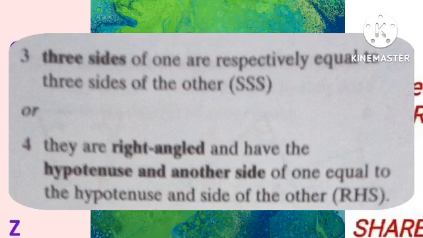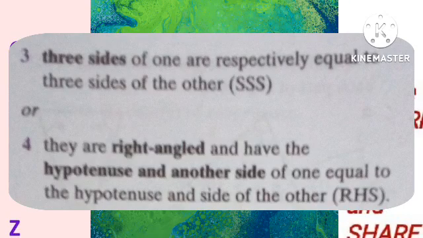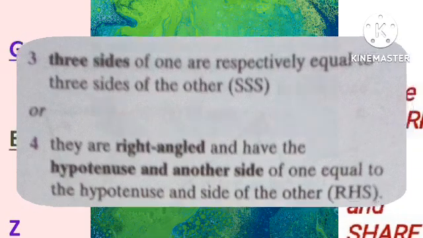Or finally, we also have when they are right angled and have the hypotenuse and another side of one equal to the hypotenuse and the corresponding side of the other. So this is RHS. So that means they must both be right angled, and the hypotenuse and another side of one must be equal to the hypotenuse and the corresponding side of the other.